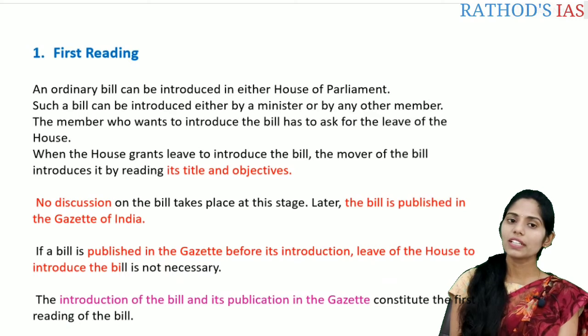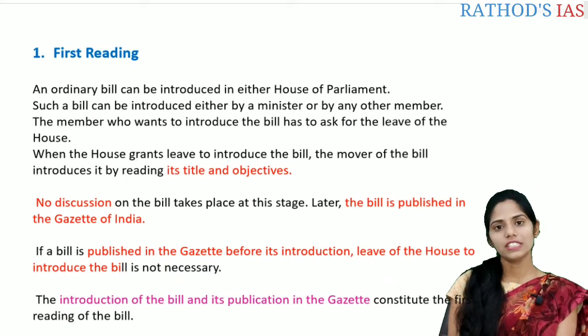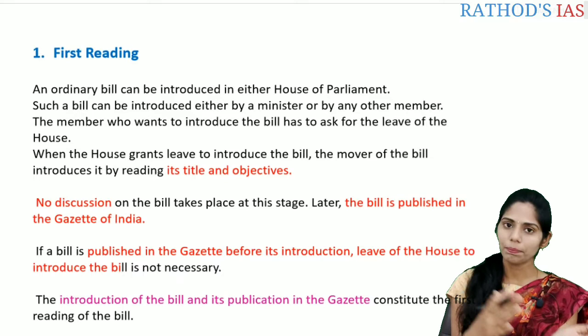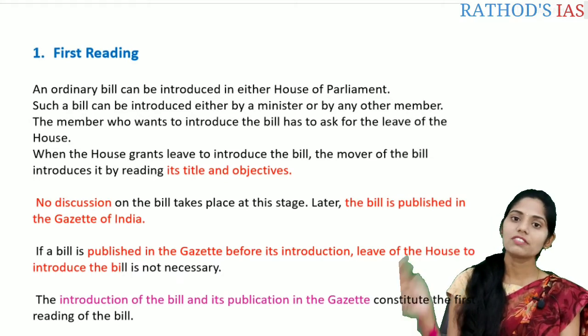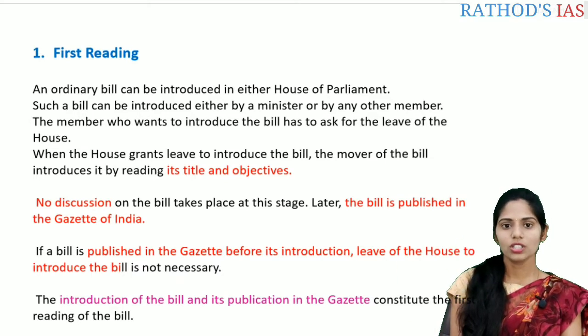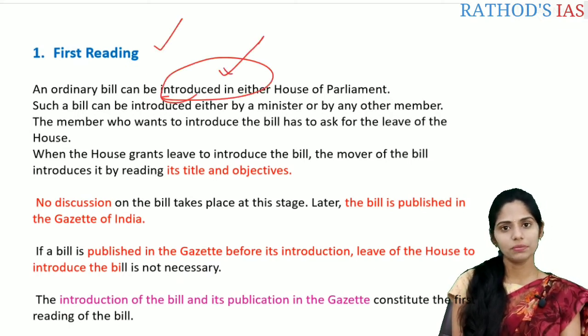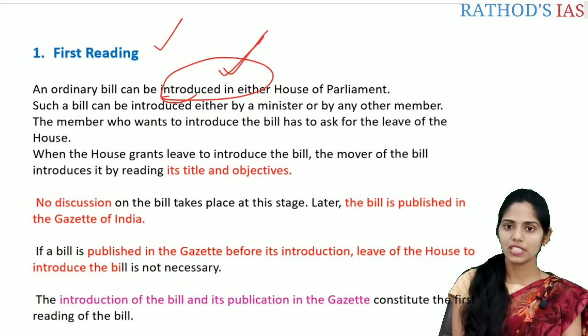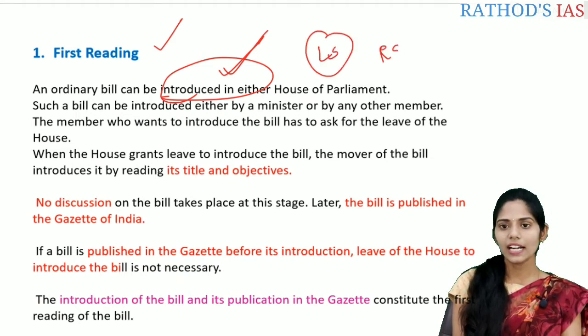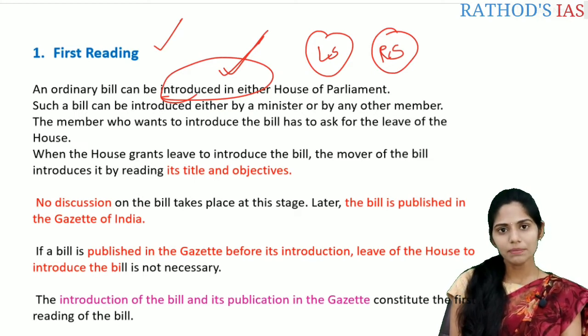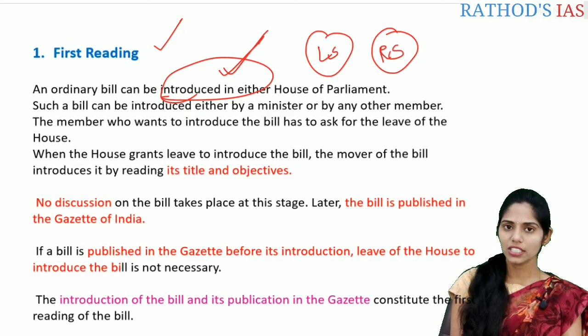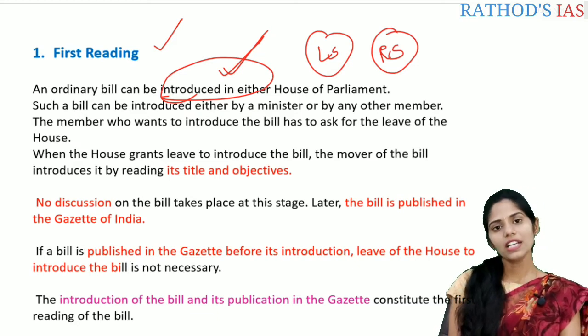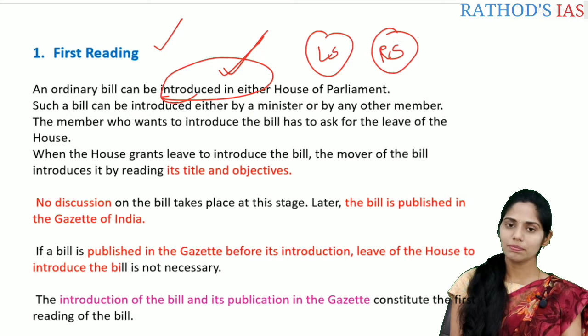So what you have to remember regarding this first reading? In this first reading, what happens? Any bill, either the public bill or the private bill, will be introduced into the house. So the first thing you should remember here is, in the first reading, there will be the introduction of the bill in either house of the Parliament. That may be in the Lok Sabha or that may be in the Rajya Sabha. Okay. And the next one is, any bill which is introduced by a minister is called a public bill.